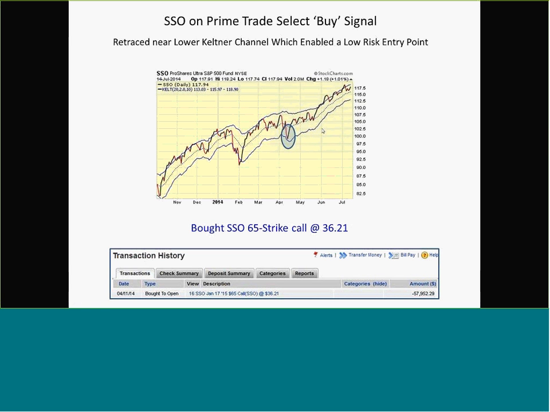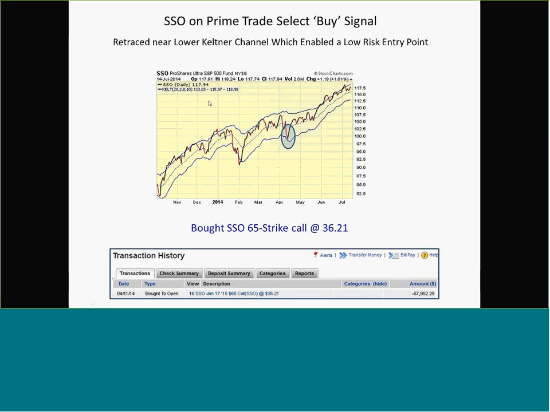And the goal of the Keltner channels is we want to get a low-risk entry, and the goal is for the stock not to retrace after we purchase the call option, because if the stock retraces, we could get stopped out. So we use these Keltner channels.